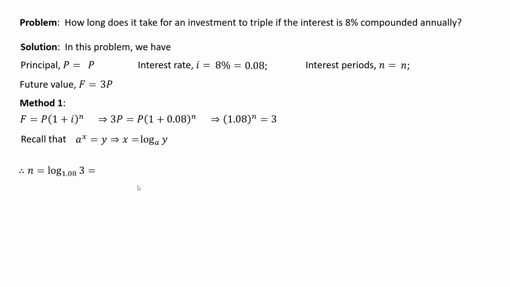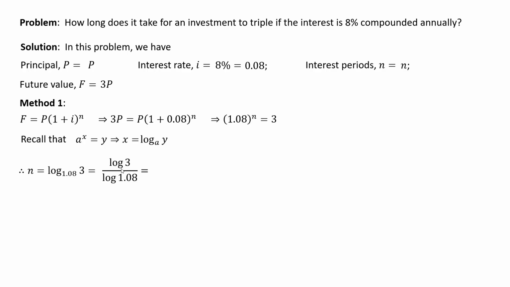Cool. I don't know if your calculators are capable of figuring out a base of 1.08. Some calculators apparently do. You can give it whatever base, but if you happen to have just a simple scientific calculator, what you can do at this stage is use what is called the change of base formula. So you can call this log 3 over log 1.08.